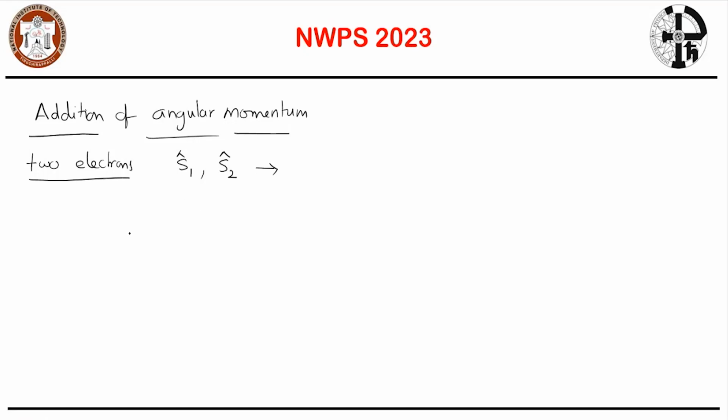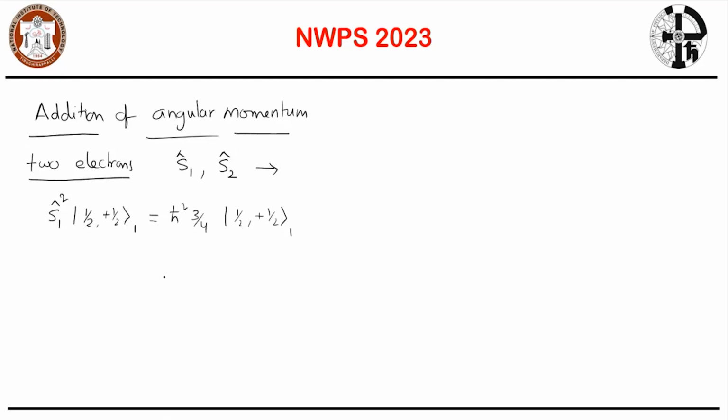So what do I say? For example, if S1 square is acting on the first one, |1/2, +1/2>. This is the first one. You obviously get 1/2 times ħ square, s times s plus 1. s plus 1 is 3/2, so 3/4, and then you get the same state. So that says that the spin of the first electron is this much.